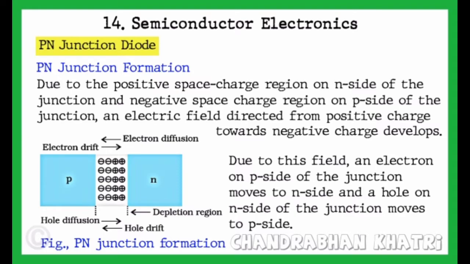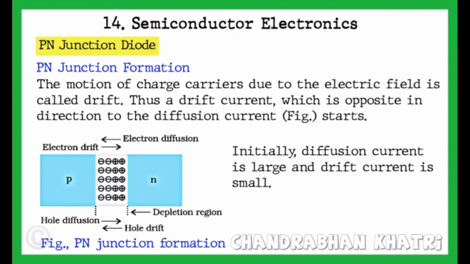Due to the positive space charge region on the N side of the junction and the negative space charge region on the P side of the junction, an electric field directed from positive charge towards negative charge develops. Due to this field, an electron on the P side of the junction moves to the N side and a hole on the N side of the junction moves to the P side. The motion of charge carriers due to the electric field is called drift.